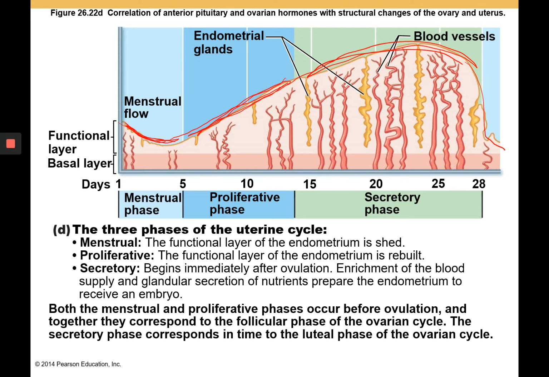So this is a cycle. So it will go back and forth. We would go menstrual, proliferative, secretory, and then go back to menstrual. After the proliferative phase, ovulation occurs. And we can see again, both the menstrual and proliferative phases occur before ovulation, and together they correspond to the follicular phase of the ovarian cycle, and the secretory phase corresponds in time to the luteal phase of the ovarian cycle.